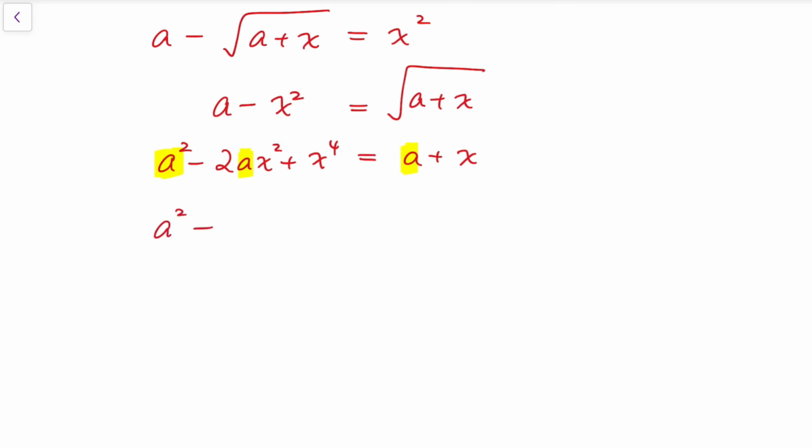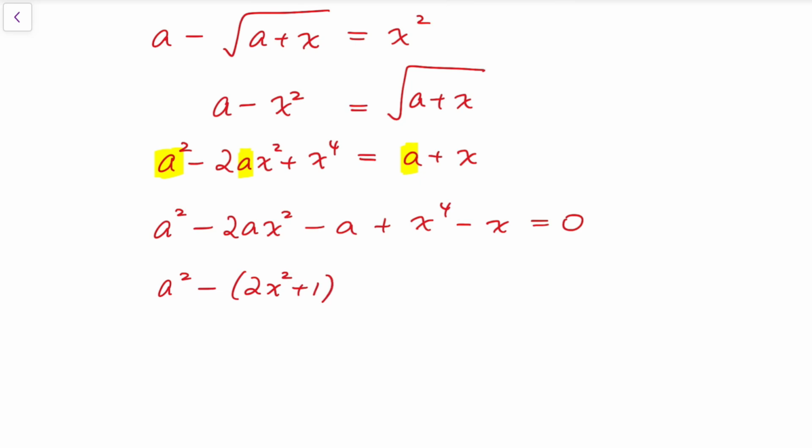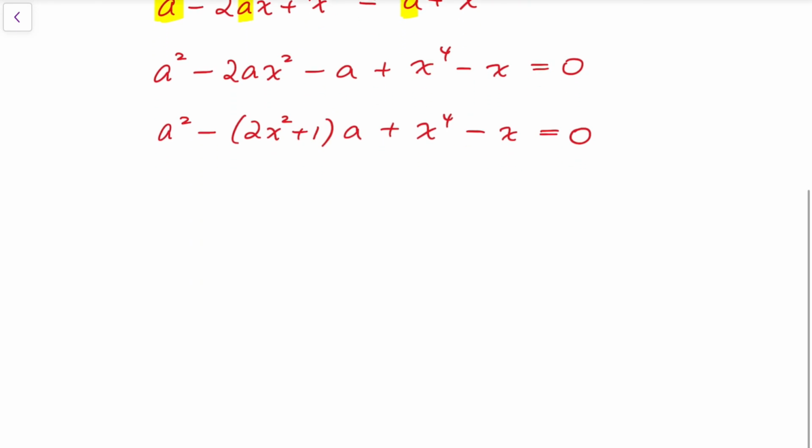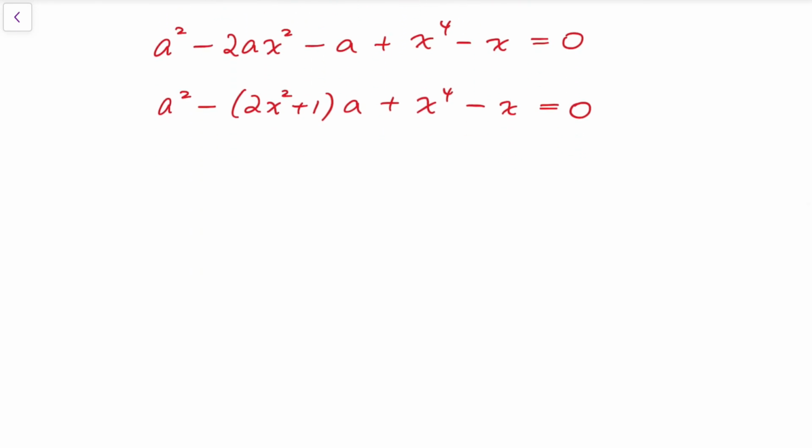So the equation becomes a squared minus 2ax squared minus a plus x to the power 4 minus x equals 0. So a squared minus 2x squared plus 1 all multiplied by a plus x to the power 4 minus x equals 0. And to solve this quadratic, first we're going to look at the discriminant.